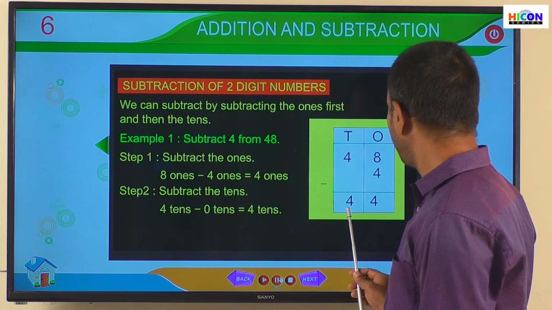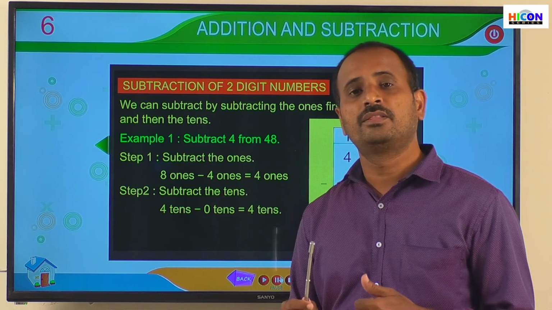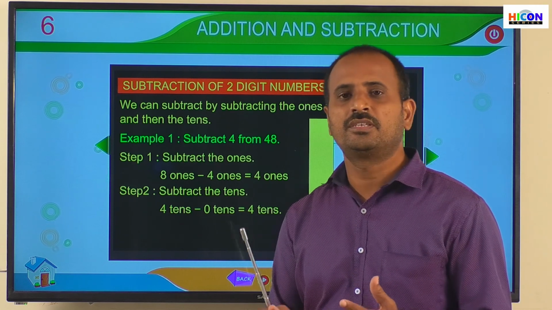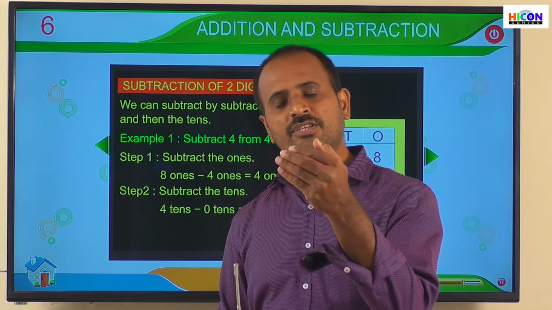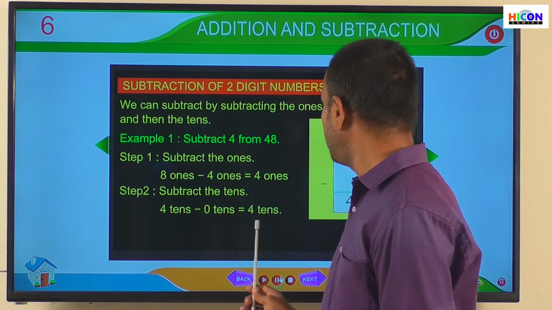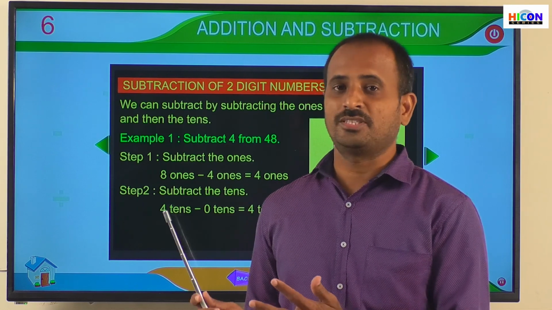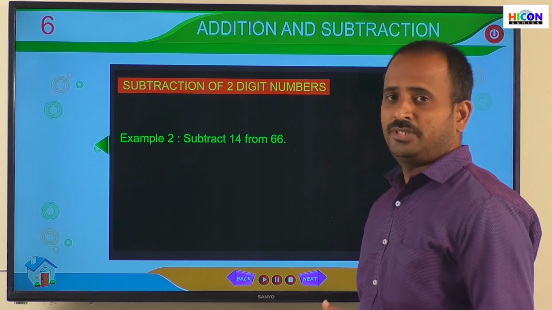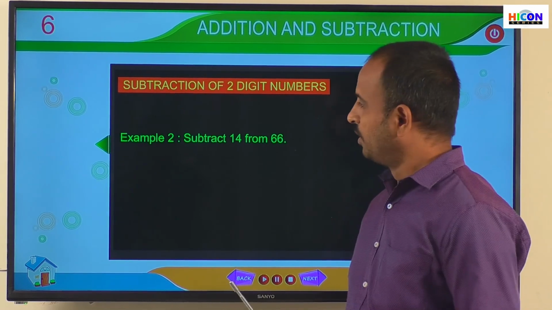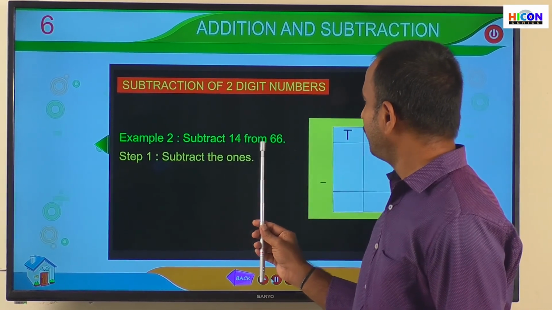The answer is 44. So children, in this way, we can subtract the two numbers. First, subtract the digits present in the ones place, then go to the tens place, and then you will get the answer. So let us practice some more problems on subtraction of two-digit numbers. One more example. Example 2, subtract 14 from 66.